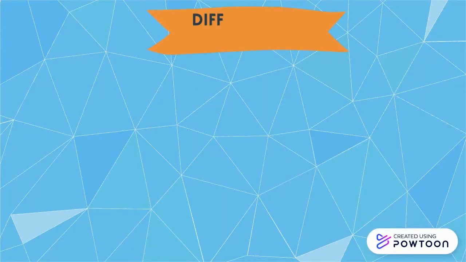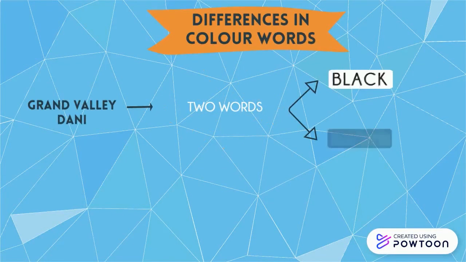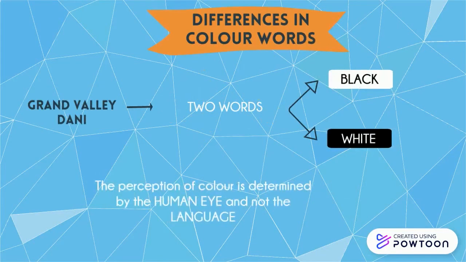Then, there are some languages which differ in their color words, but speakers can still perceive colors that are not named in their language. An example of this would be the language spoken in New Guinea, Grand Baliem Dani, which has two color words, black and white. However, in some experimental studies, speakers have shown recognition of the color red because of its relation with fire engine red. So, this means that the perception of color is determined by the structure of the human eye and not the structure of language.